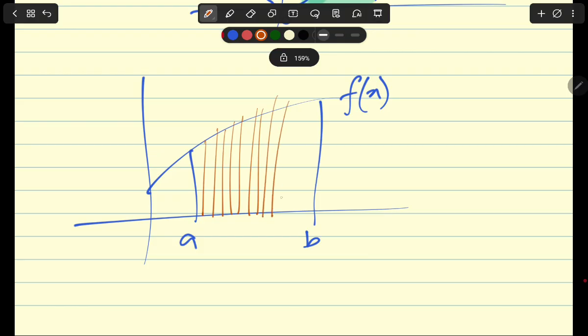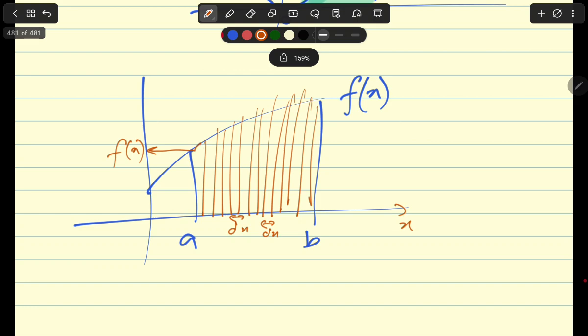So these are infinitely many strips, okay? So this is dx, this is dx, very small x, right? So this value is going to be equal to the function value, whatever that is. So if you have to find this strip's area, this is going to be equal to f(x) times dx, right? And how many are these? They start from A and go all the way to B, right? So this is n equal to A to n equal to B. So n is the number of these strips.